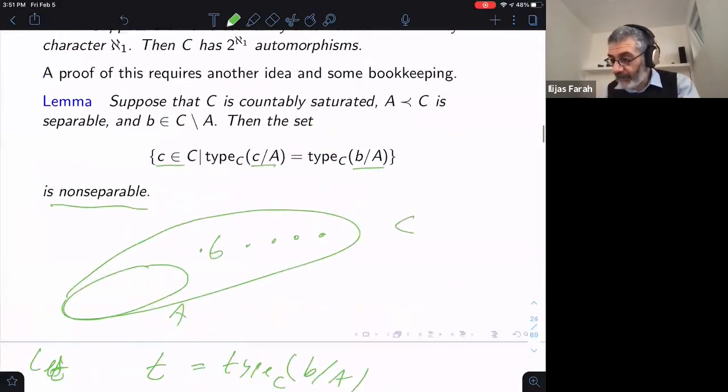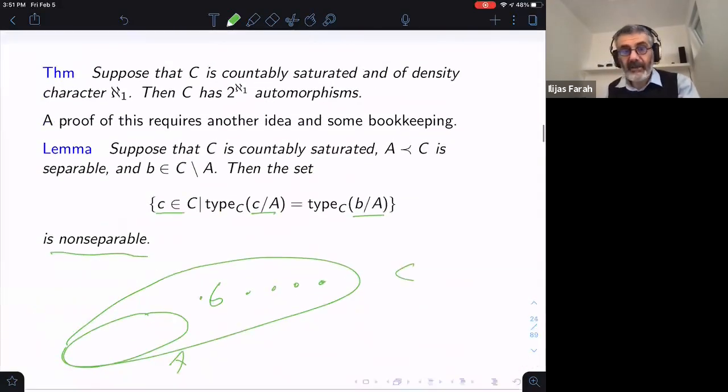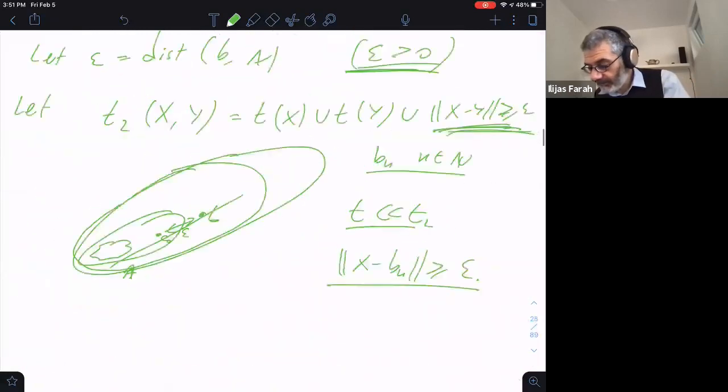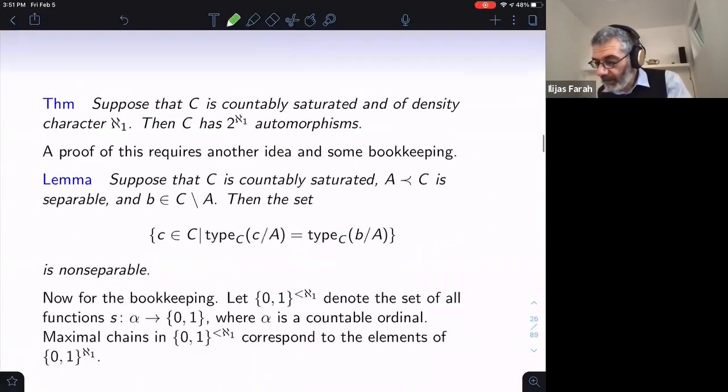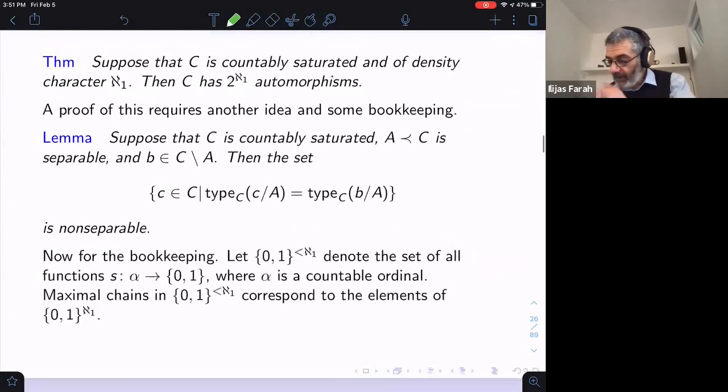All right, so back to this. Every type is either realized by a very big set or a small set, which even belongs to this model. Okay, so now the bookkeeping part. This is very standard. Look at the complete binary tree of height aleph one. So its nodes are countable sequences of zeros and ones, just functions from countable ordinals into zeros and ones under natural extension.